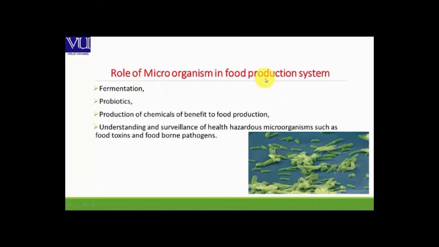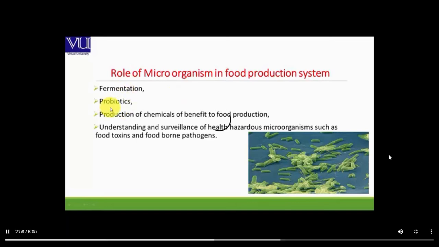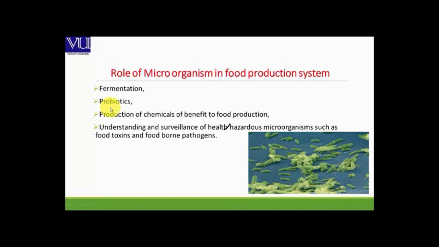Role of microorganisms in food production systems. In food production systems, these microorganisms play a role in fermentation. Probiotics: a probiotic is a substance which stimulates the growth of microorganisms, especially those with beneficial properties, such as those of the intestinal flora. They also contribute to production of chemicals of benefit to food production, and understanding and surveillance of health hazardous microorganisms, such as food toxins and foodborne pathogens.